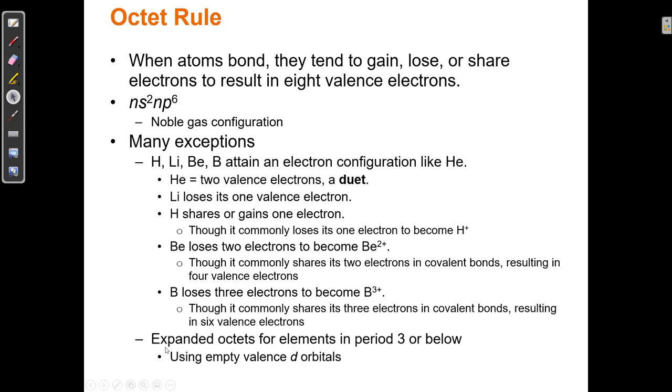And finally, we have elements that have more than eight that are bigger than carbon, nitrogen, oxygen, fluorine. So any of the elements that are in the third period or below, like sulfur or phosphorus, and any of those that are bigger, they can have more than eight electrons in their outer shell.